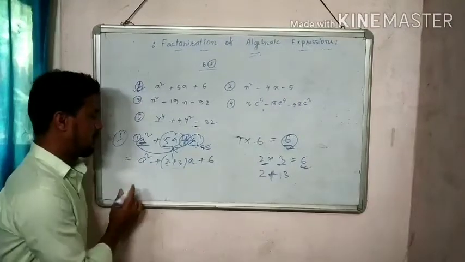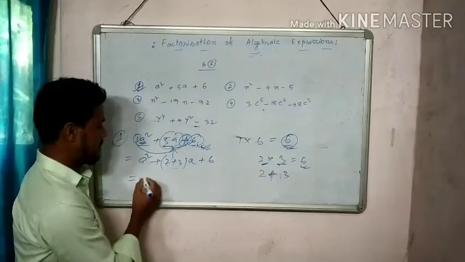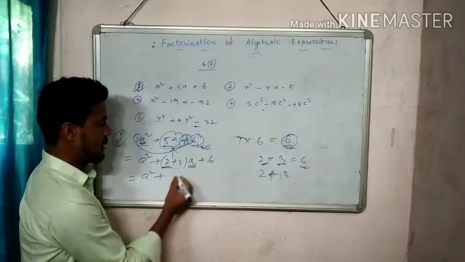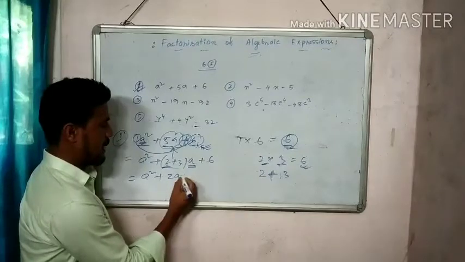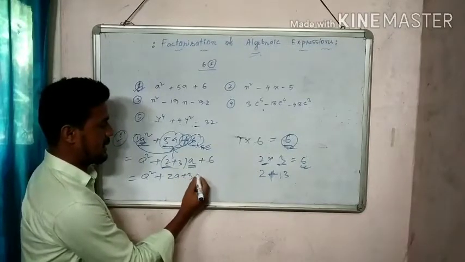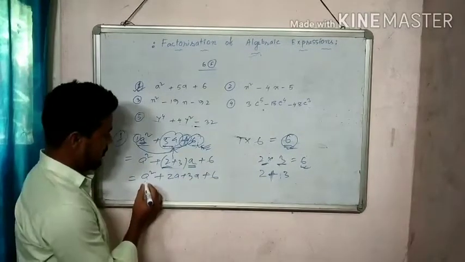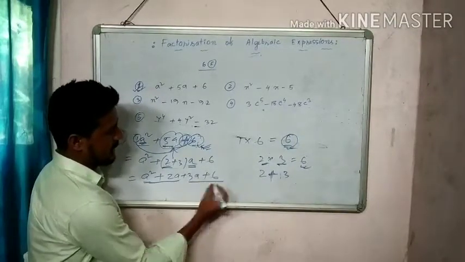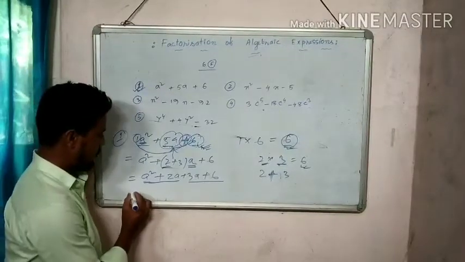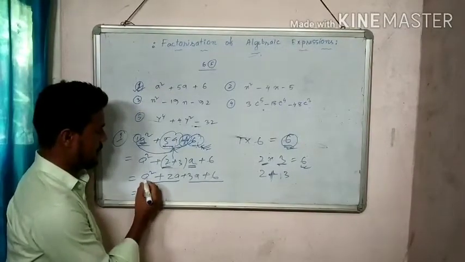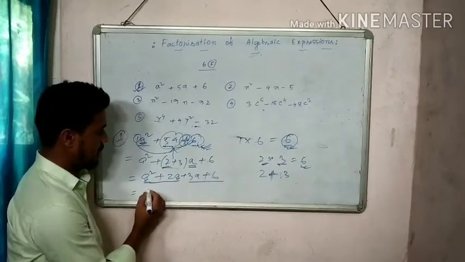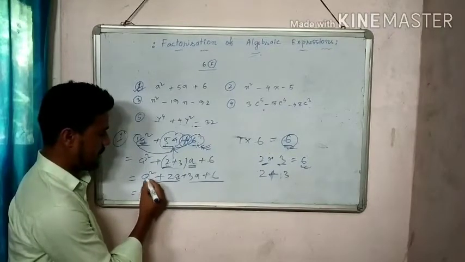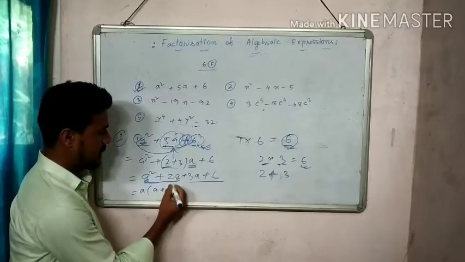Now do the simplification. It will be a square, and 2 into a, multiplying this with this, twice a, and 3 into a, thrice a, plus 6. Now take the first two terms and the second two terms. From the first two terms you can take common, here a square, here a. You can take common a only. If you take common a, dividing by a, it will be a, and here left only 2.